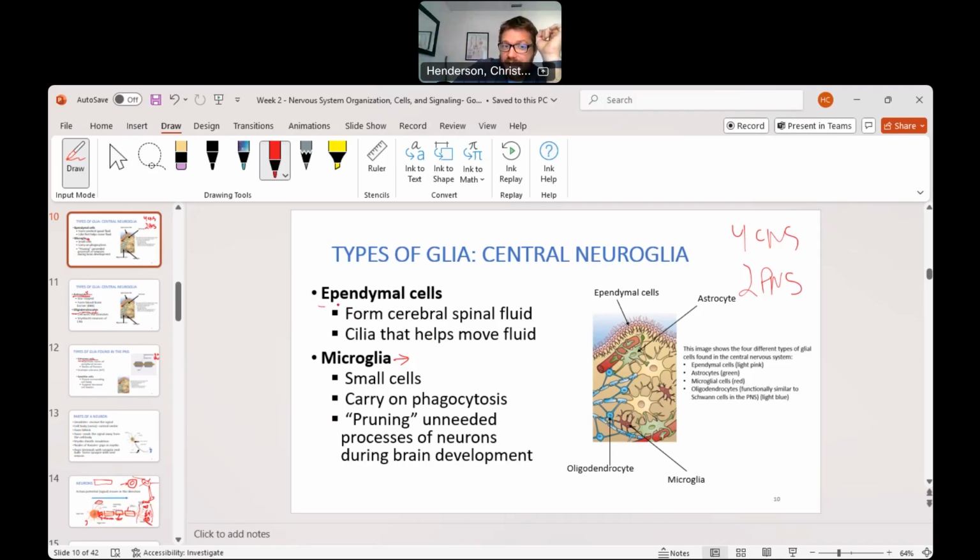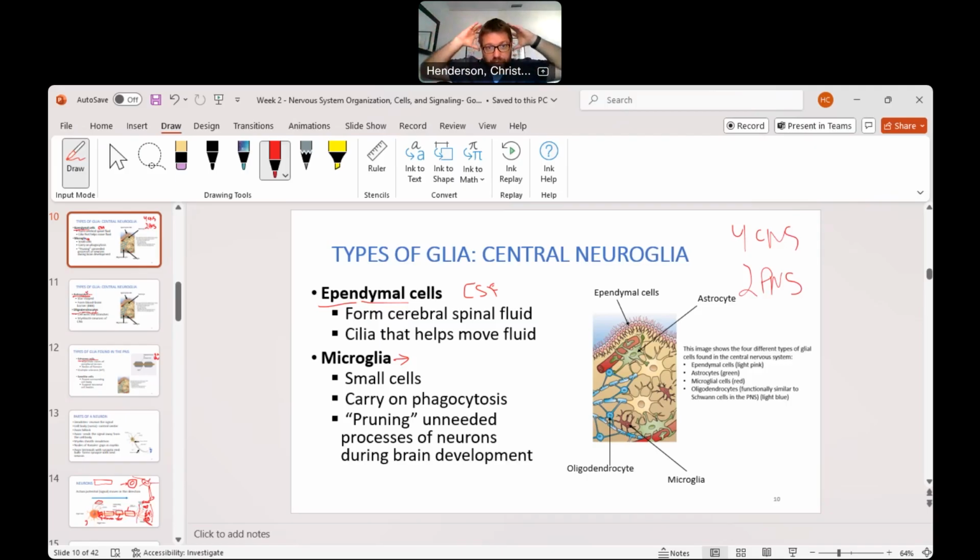Now, the last cell is another one that's hard to say. I say it like this: ependymal cells. They make cerebrospinal fluid. Your brain is much like a whale, in the fact that whales, if you put them on land, they would collapse under their own weight. The water helps them float around.